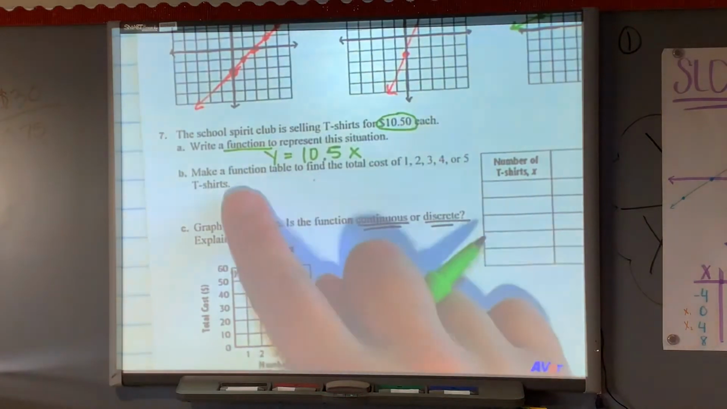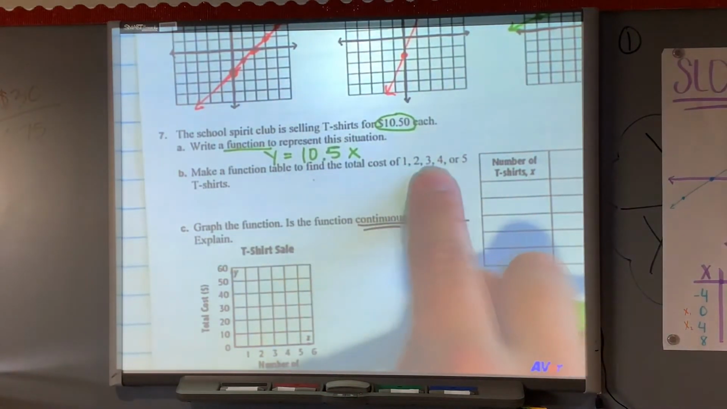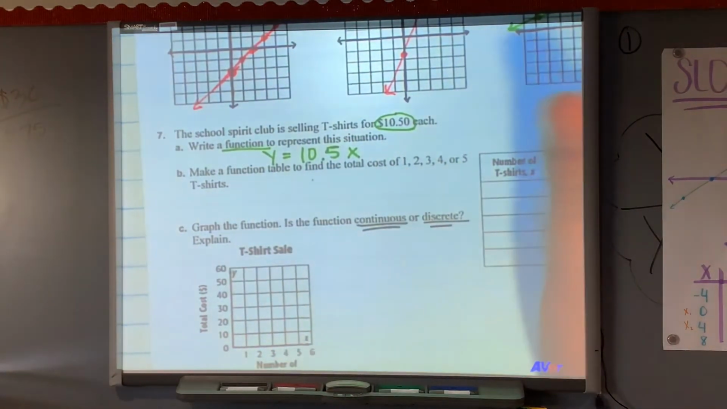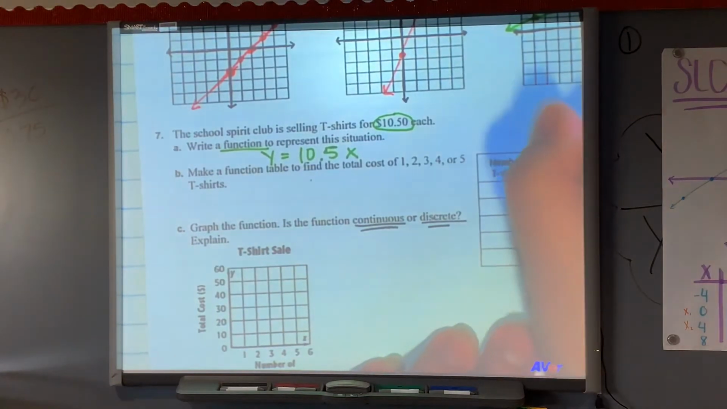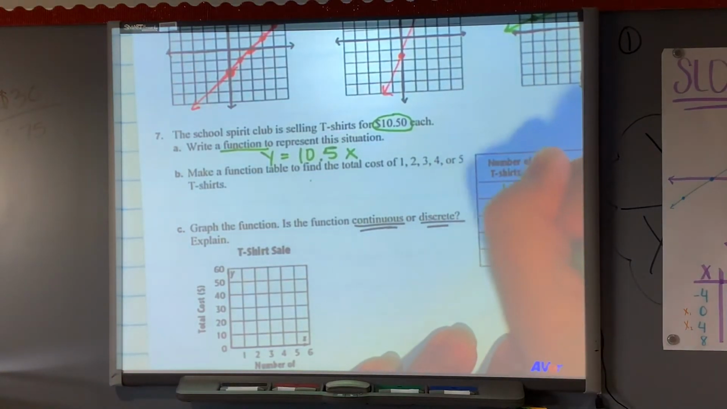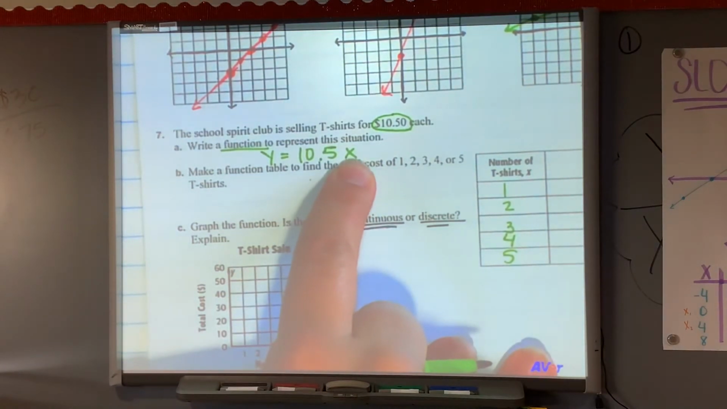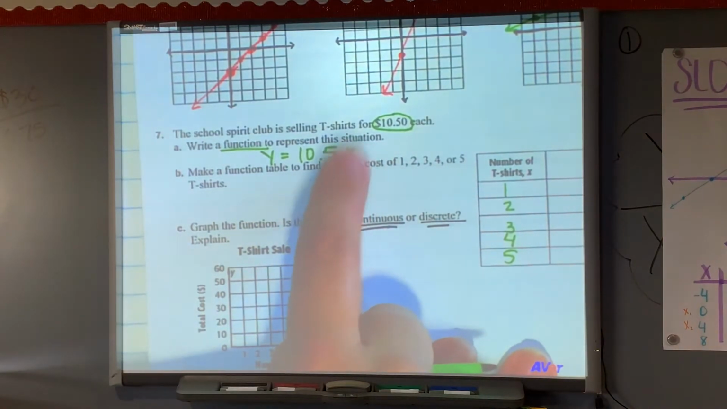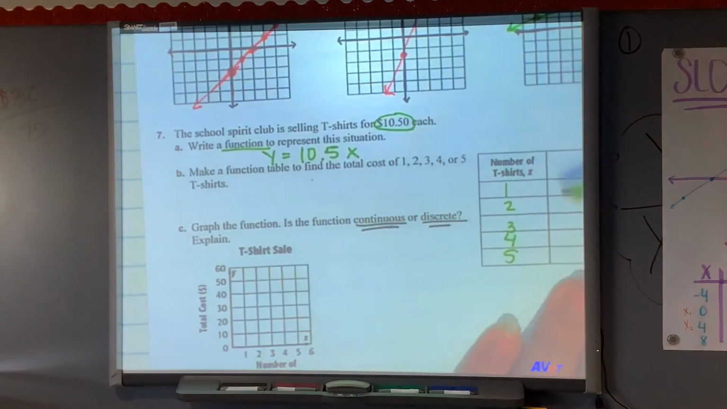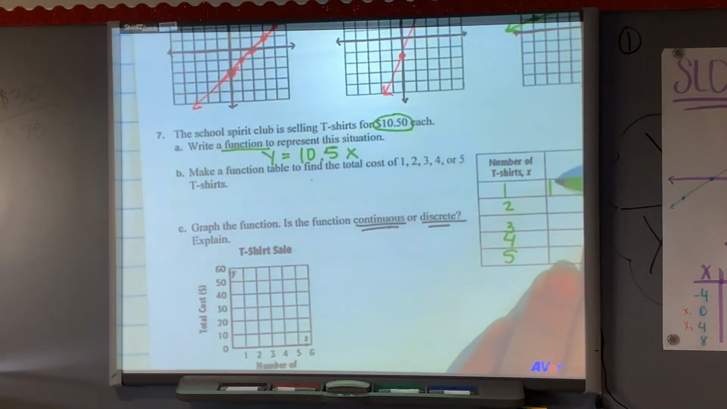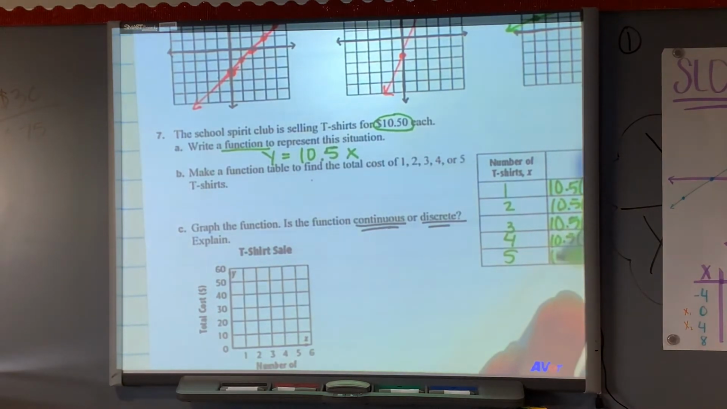Now it says make a function table to find the total of 1, 2, 3, 4, 5 t-shirts. So if I was selling 1, 2, 3, 4, 5 t-shirts, which is x, it would be basically if I was putting a 1, a 2, a 3, a 4, a 5 right in that spot for the x. So I am going to do that here. I'm going to demonstrate that. So I have 10.5 times 1, and 10.5 times 2, and 10.5 times 3, and so on, until I get my answer.